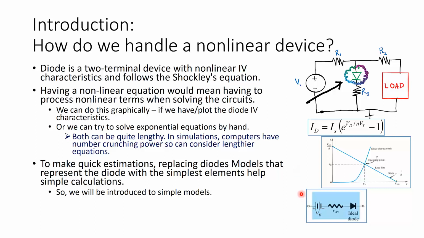Alternatively, we can replace the diode with simple models, because we know that linear circuit elements are easier to handle. So what we're going to do is represent, as closely as possible, an ideal diode with the behavior of voltage sources and resistors. So we'll have a look at several types of simple models, and this is just one of them that we might consider.